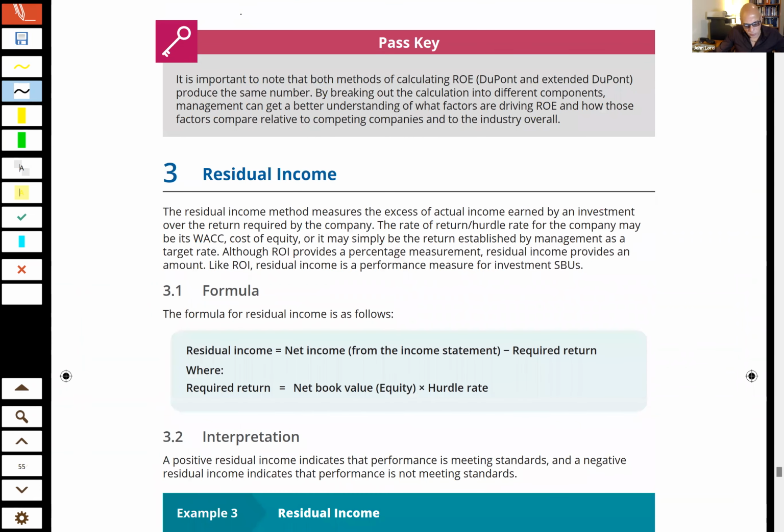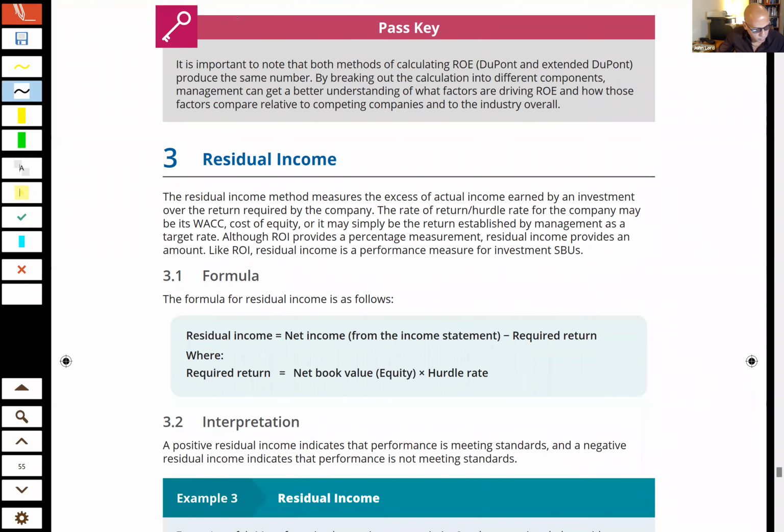Let's talk about residual income now. When we start to talk about residual income, one of the big factors is there's going to be a hurdle rate. For many companies, it's going to be the weighted average cost of capital, cost of equity, or simply the return established by management. You would have to read the question, and then we're going to see to what extent we get over that hurdle rate. To the extent we exceed that hurdle rate, that will constitute residual income.